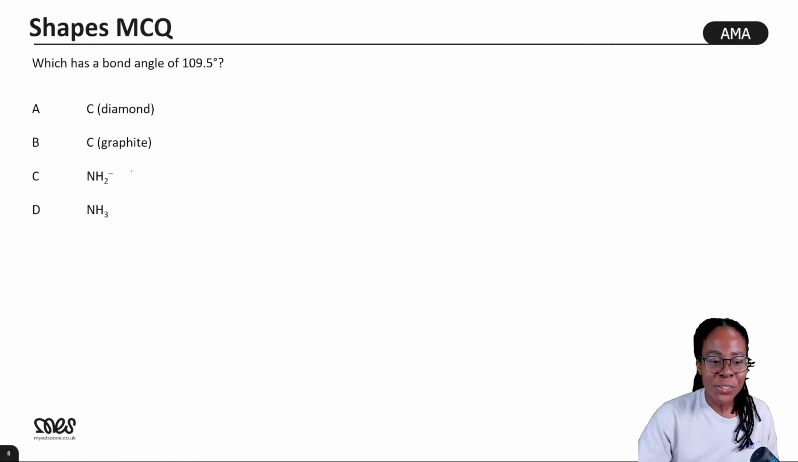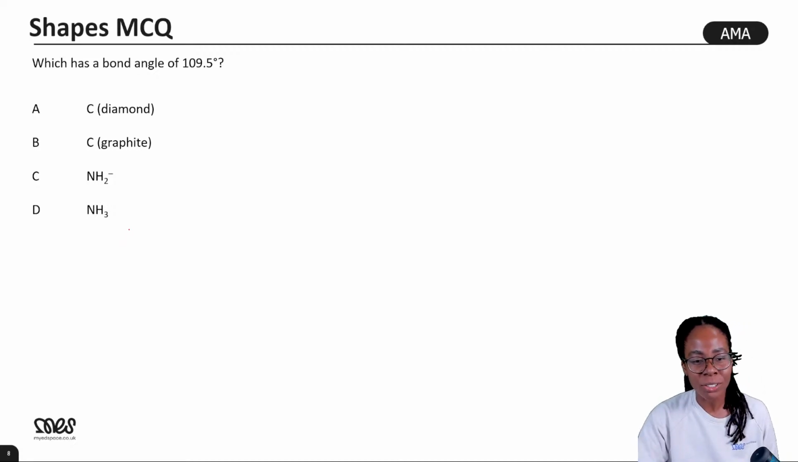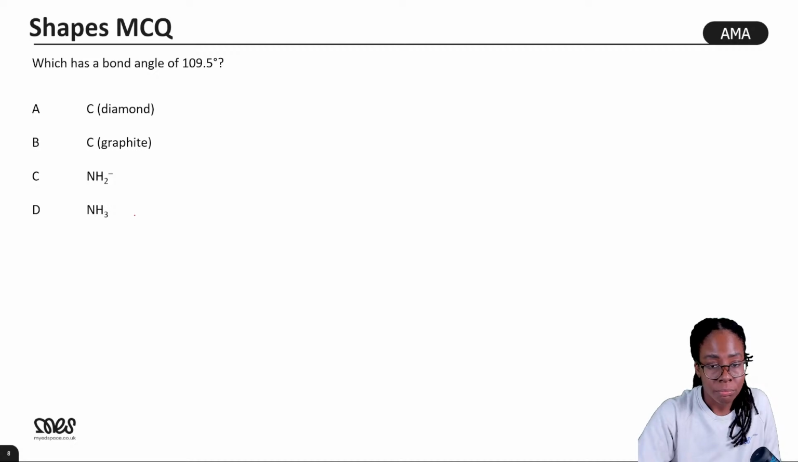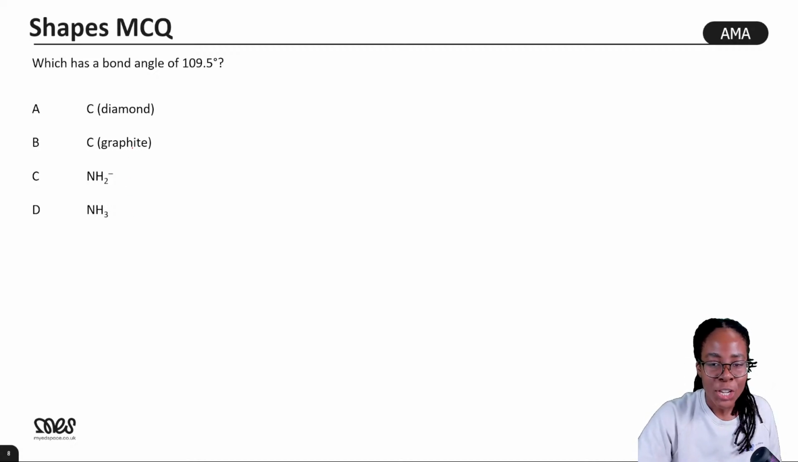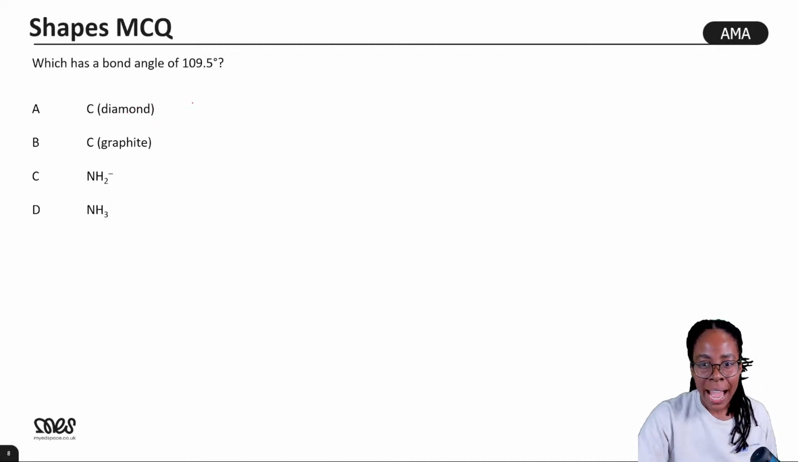So, which of these has a bond angle of 109.5? Actually, maybe we'll do more than one MCQ because I think this one might be quite straightforward, in theory. This requires our understanding of bonding, right? And giant covalent structures. So if we think about diamond, in diamond, how many carbon atoms is each carbon bonded to?